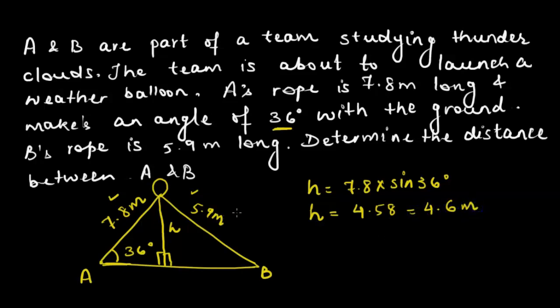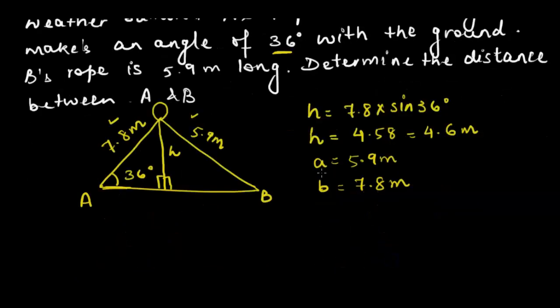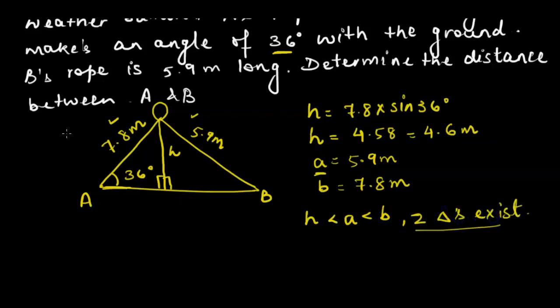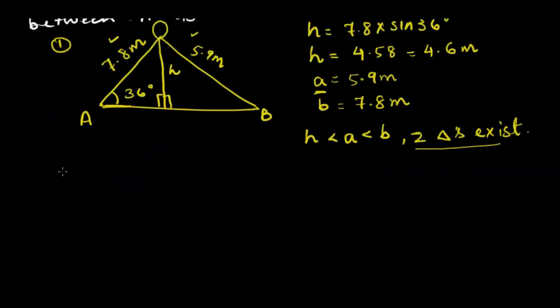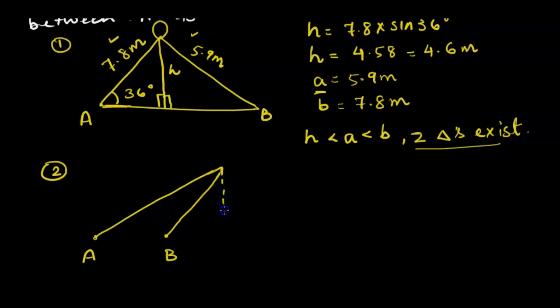Now when we compare all the sides, side A is 5.9 meters and side B is 7.8 meters, and we notice that the side A value lies in between side H and side B. So this is a case in which two triangles exist, where one of the triangles would be what we have already drawn. And when we have to draw the second type of triangle in an ambiguous case situation, what we do is we put the 2 points A and B on the same side of the vertical height instead of placing them on the opposite sides.